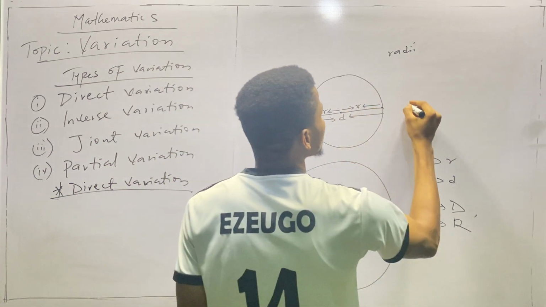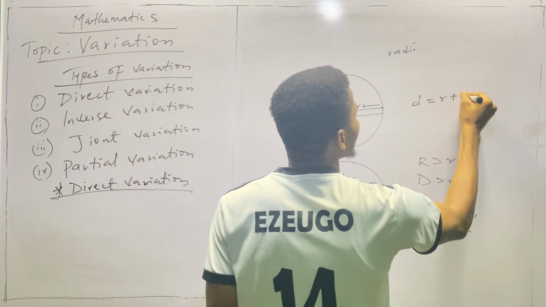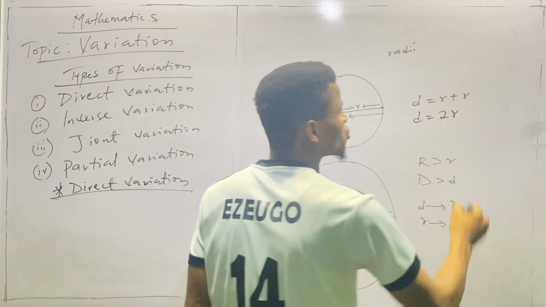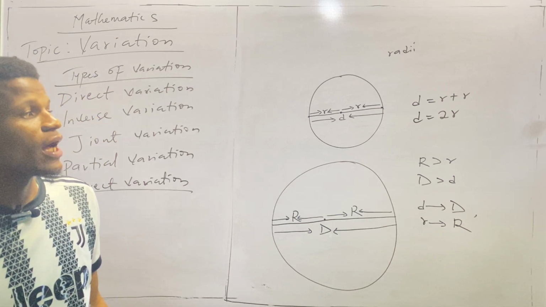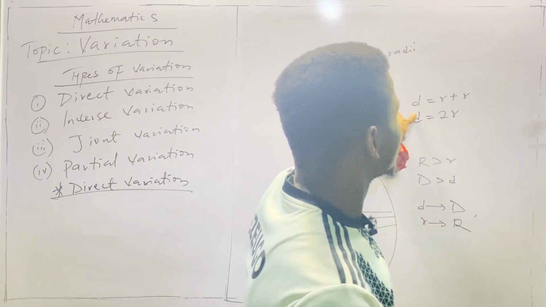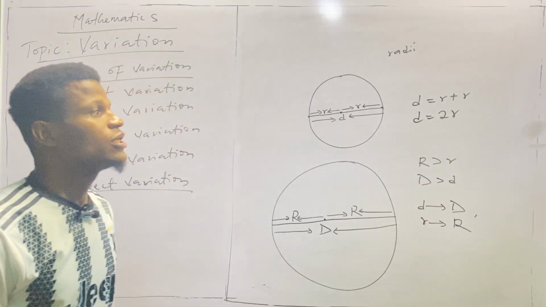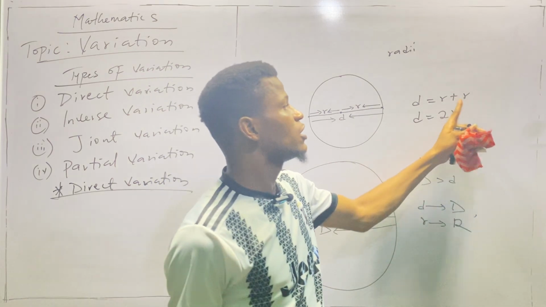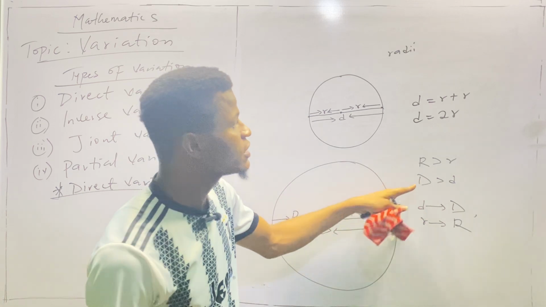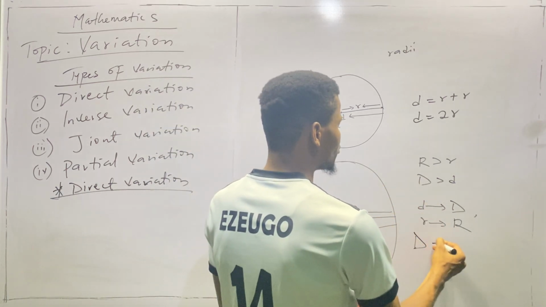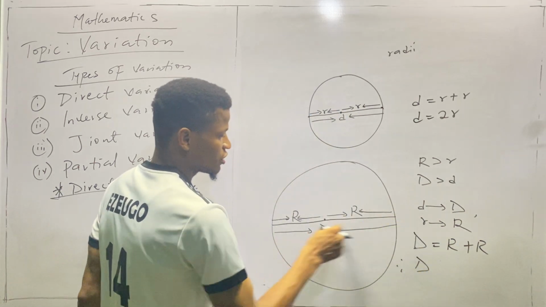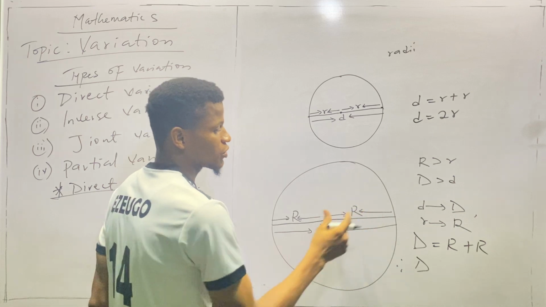All right. So from this circle here, I can say that diameter is radius plus radius, which is equal to r plus r, which is 2r, which is 2 radii. So you realize that there is a relationship between the diameter and the radius. And you will notice that as the diameter increases, the radius increases. In this case, as d gets bigger, I can also say capital D is equal to capital R plus capital R. Therefore, the bigger diameter is equal to the bigger radius plus the bigger radius.